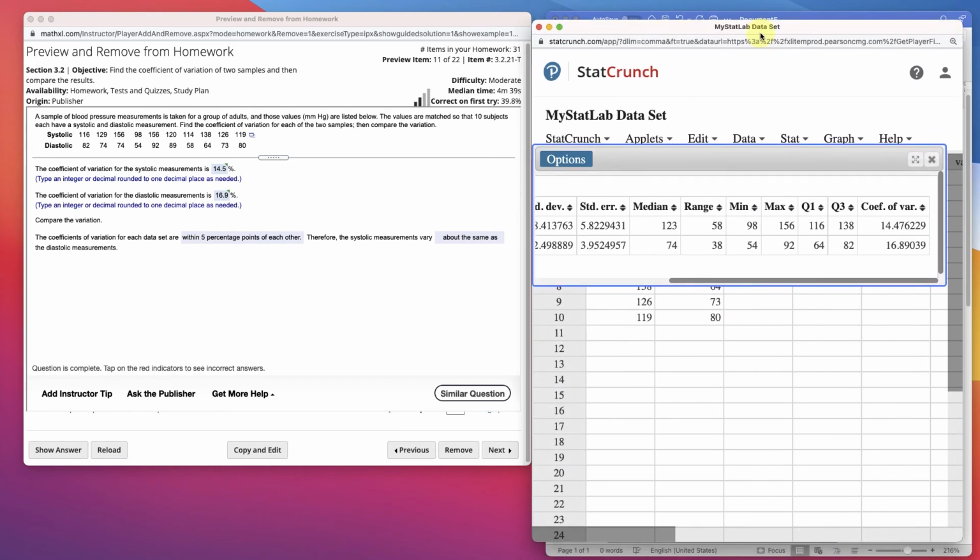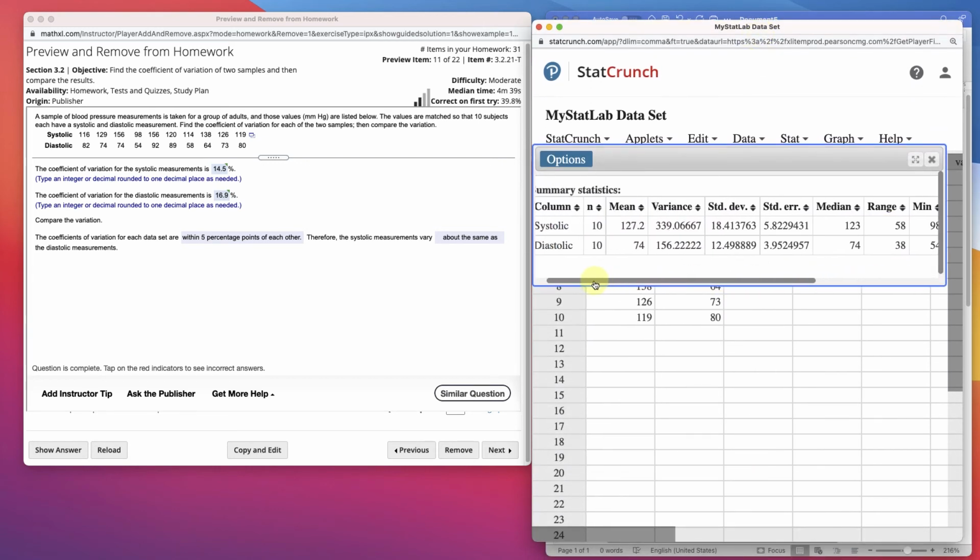Okay. So now we're going to compare them. Compare the variation. The coefficients of variation for each data set are within 5 percentage points of each other. They're close, right? So this 5 percentage points is kind of our magic number. Therefore, the systolic measurements vary about the same as the diastolic measurements. So basically, if they're relatively close together, within 5 percentage points of each other, then they're about the same. Okay? So that's how you can quickly find the coefficient of variation in StatCrunch.